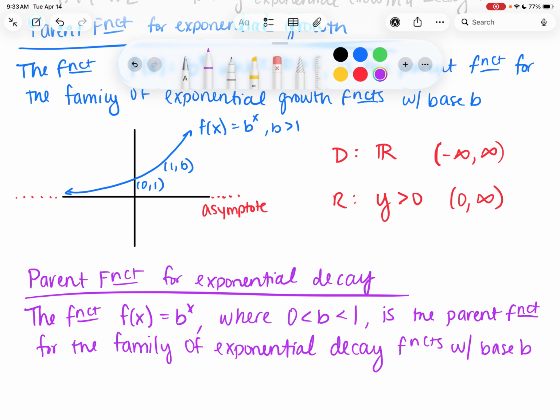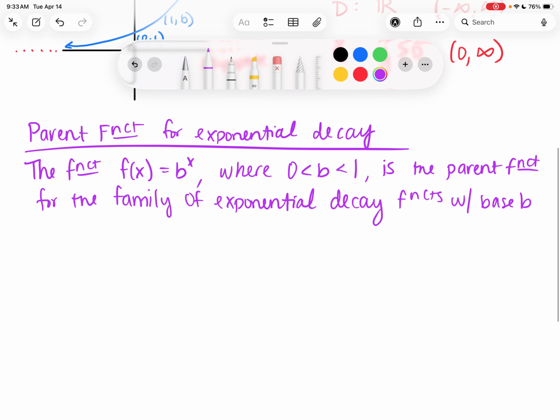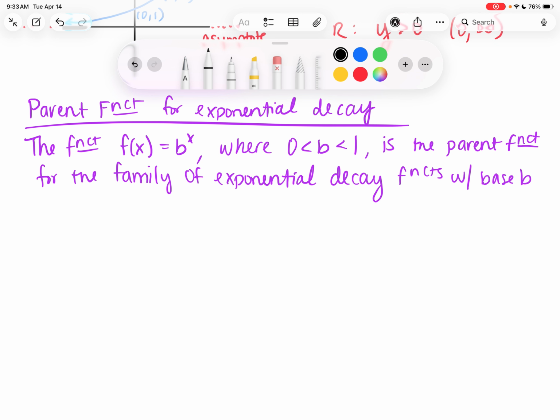Does everybody have the top one so I can slide it up? So the decay function starts high on the left and comes down like this. It's got the same thing. We still have an asymptote here on the x-axis. Can't cross it. This is the point 0, 1. This point over here is the point 1, b.